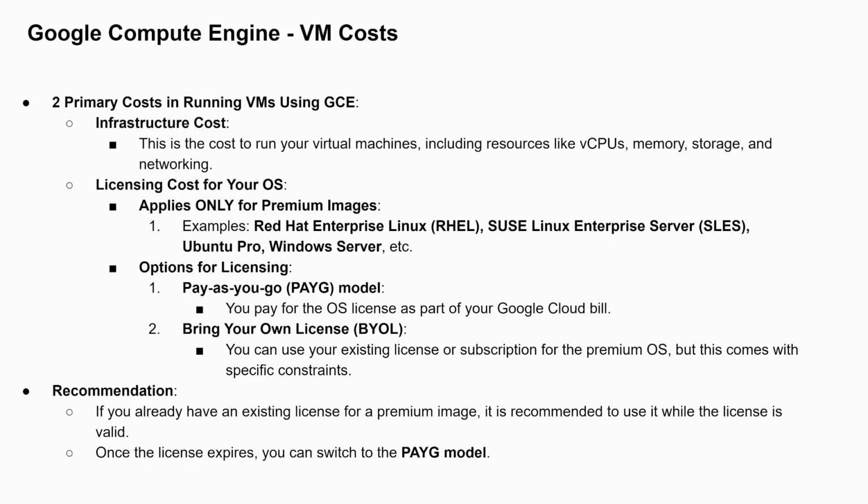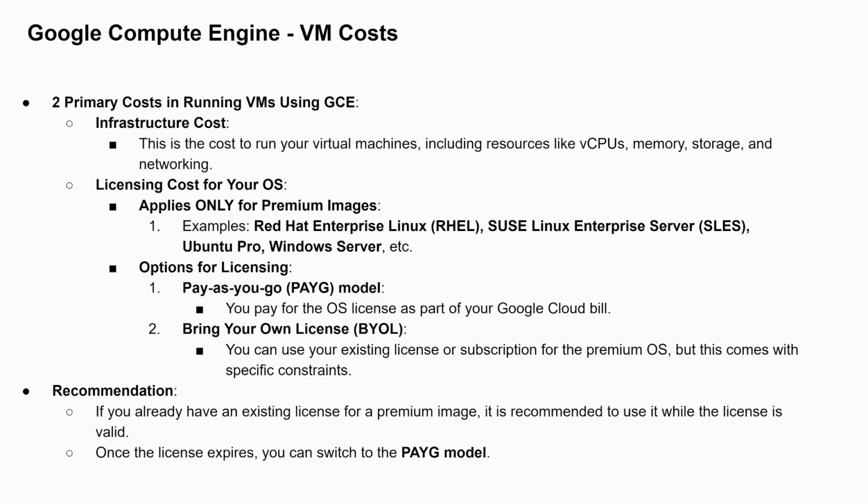When you are using Google Compute Engine, there are two main costs associated with virtual machines. First is the infrastructure cost, which includes the compute, storage, and networking resources required to run your VMs. This applies to all the virtual machines you create inside GCP using the VM options, create instance option. You need to pay the infrastructure cost.